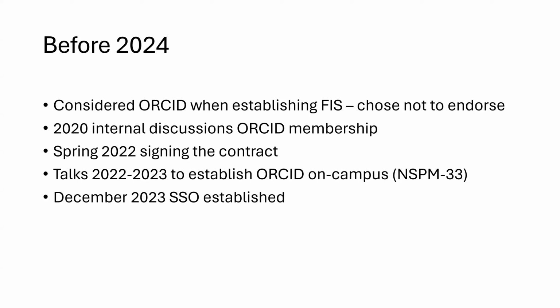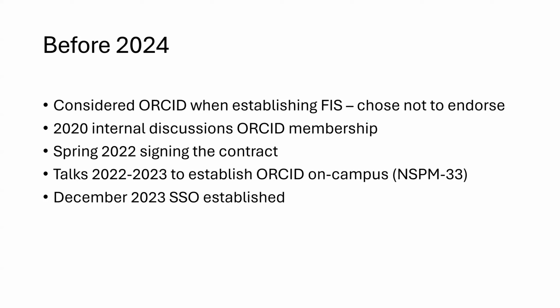Before 2024, which is this year, when we were first talking about establishing our faculty information system, I think this would probably be 2018, 2019, discussion of ORCID occurred with other members of the library faculty and the research office, and they chose not only not to start ORCID, but not to even endorse it, unfortunately. I was very upset about this. And so our faculty information system right now doesn't even have a place where you can put your ORCID number. I don't know why we took that stance, but we did.